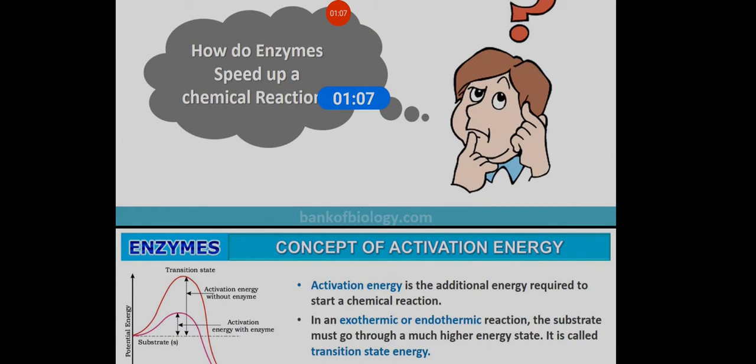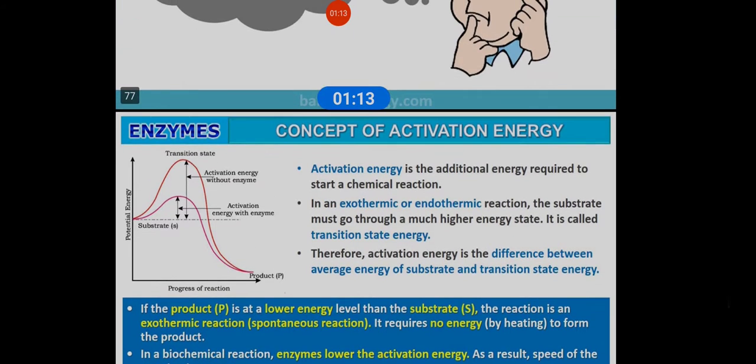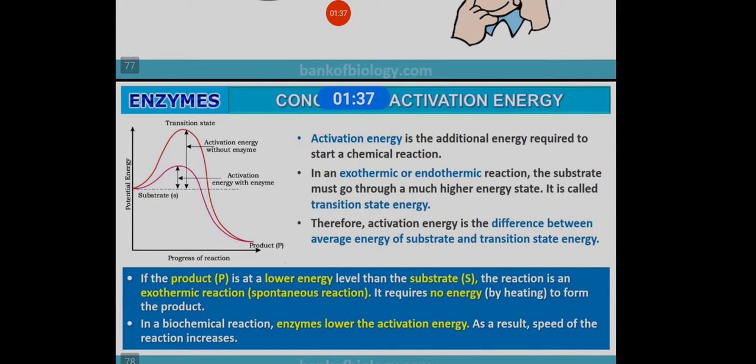Now the question is, how do enzymes speed up the chemical reaction? There is an energy, and that energy is used to change the substrate into the product. If the product is at a lower energy level than the substrate, the reaction is exothermic. Exothermic means heat is evolved. It requires no energy as it evolves the heat out and forms the product. So activation energy is the energy required to start the chemical reaction. And what the enzyme does is lower the activation energy.